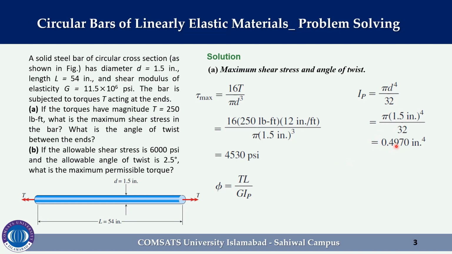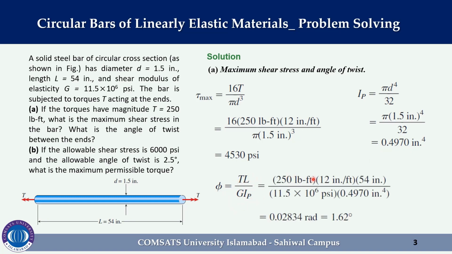After calculating the polar moment of inertia, now we have all the required values to put in the equation of angle of twist, and after some simplification the value of phi will be 1.62 degrees. Thus the analysis of the bar under the action of the given torque is completed.